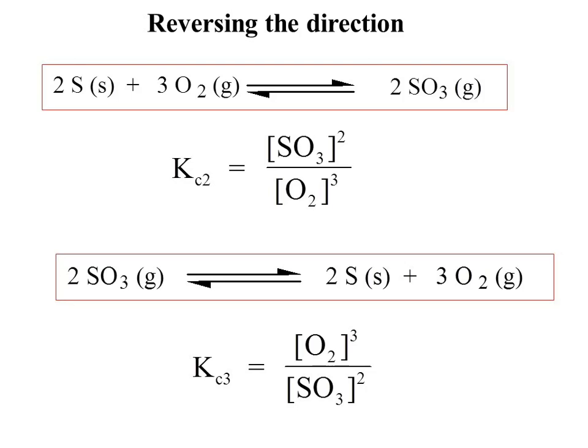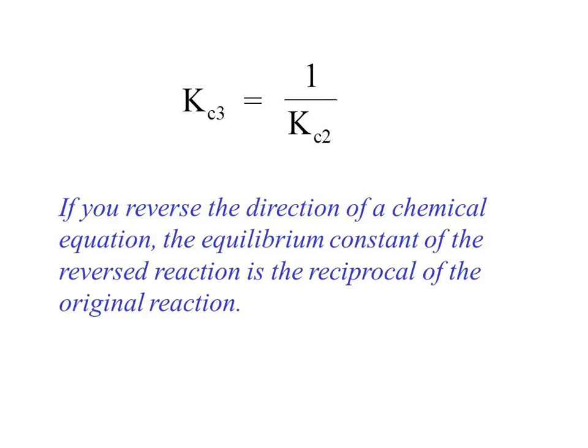So notice then we have O2 raised to the third power, it's the product, divided by SO3 raised to the second power. Okay, so that's our equilibrium constant expression. And you might see what these have in common. One is the flip of the other. So it's the inverse. So we could write that mathematically like this. If you knew K2, but you wanted to know K3 and you reversed it, basically you take 1 divided by K2, and that will be your equilibrium constant for the reversed equation.